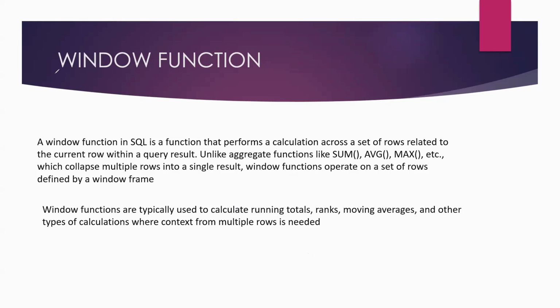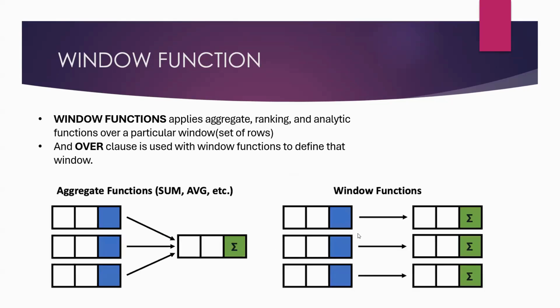So typically, window function looks like this. These are the aggregate function examples. Window function applies aggregate, ranking and analytic functions over a particular window set of rows. These are the windows, and the OVER clause is used with window functions to define that window. Make sure the OVER clause is always used with window function. If you want to apply window function, then the OVER clause will always come together.